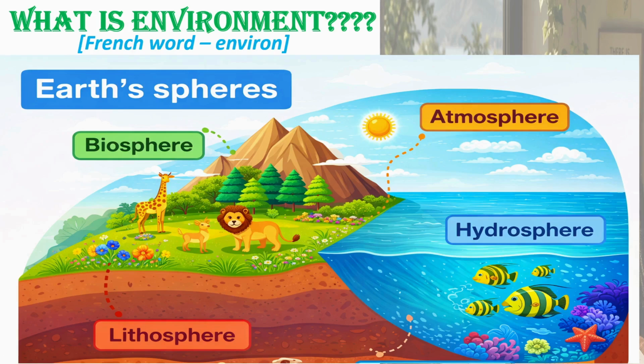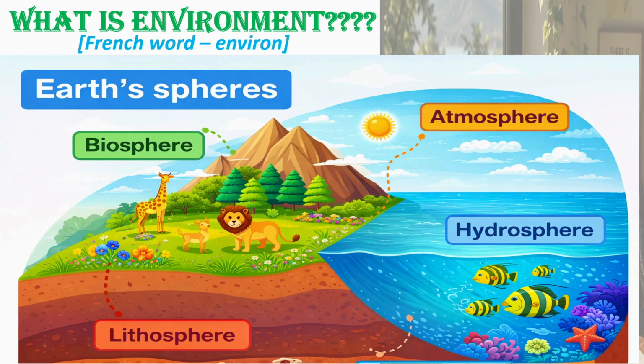Environment means the surrounding in which both living and non-living being exist and they interact with each other. So living being means plants, animals, humans, everyone comes into the picture. Non-living means gases, water, soil, and so on.